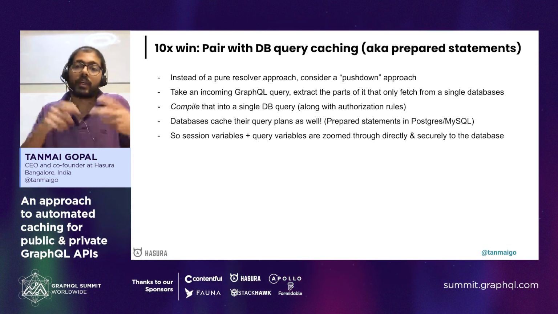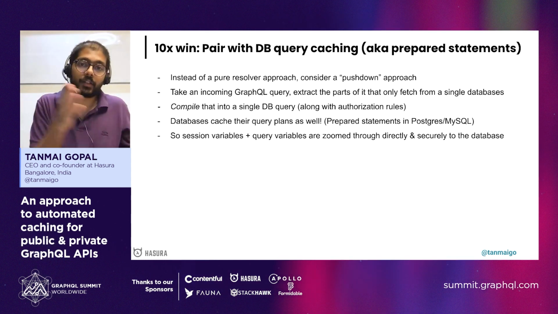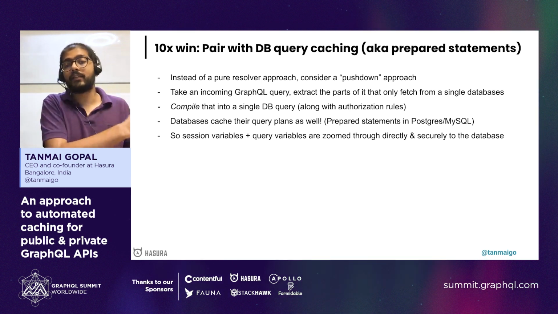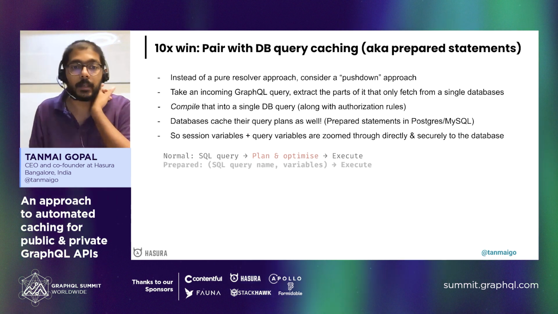And then you can now query that database with that query ID, right? So in both places, that is your GraphQL server and your database server, the query is not being processed. Only the right variables are sent through from the client all the way to the database.